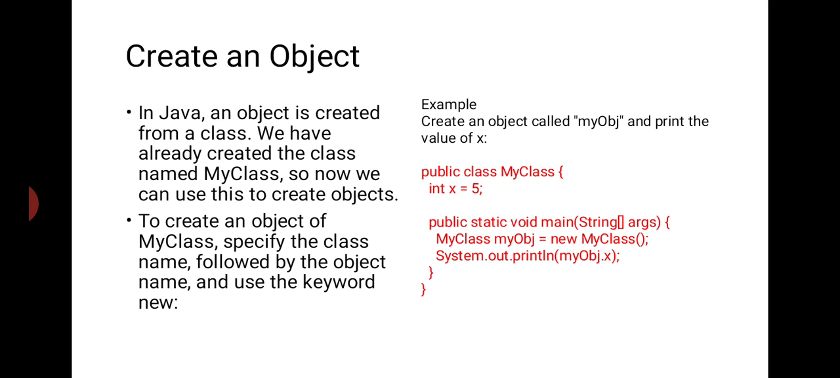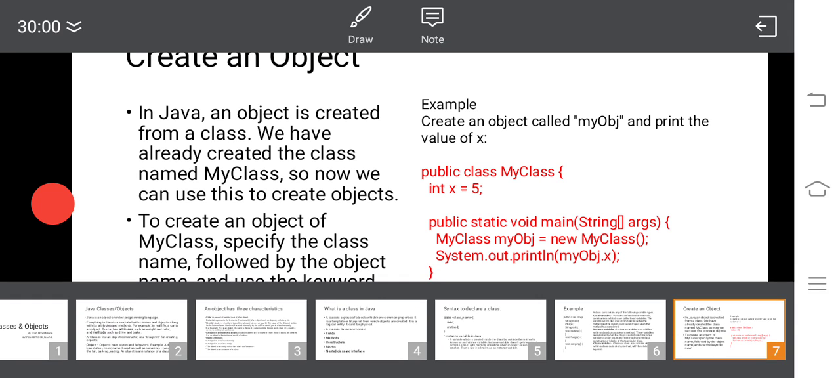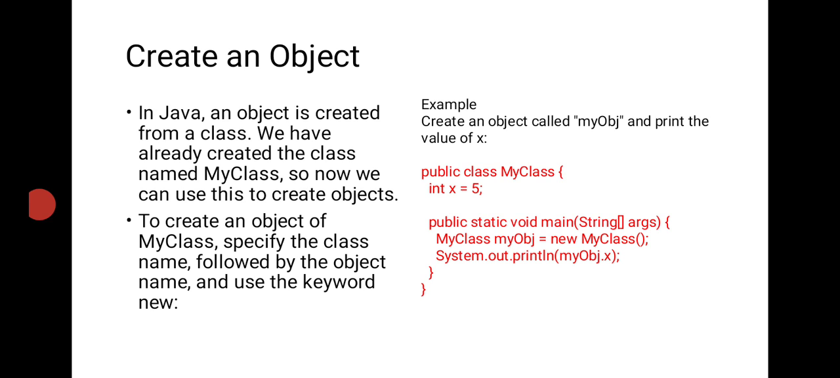Now here the syntax is class name followed by object name, and you have to use the keyword new followed by the class name again. Then the value of the object. To access any of the variables within the class, you have to use the object name before the variable name, along with the dot operator: object name, dot operator, and variable name.